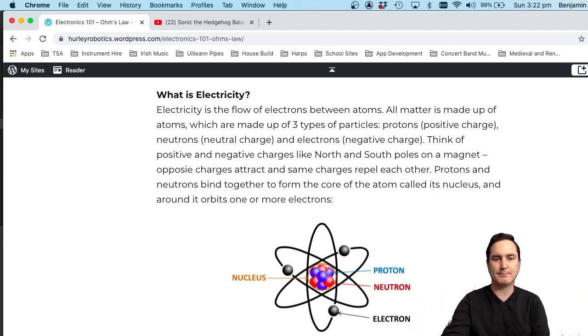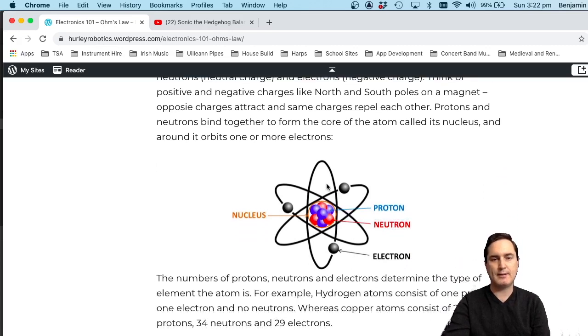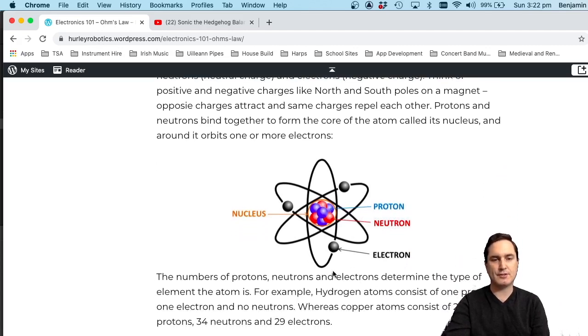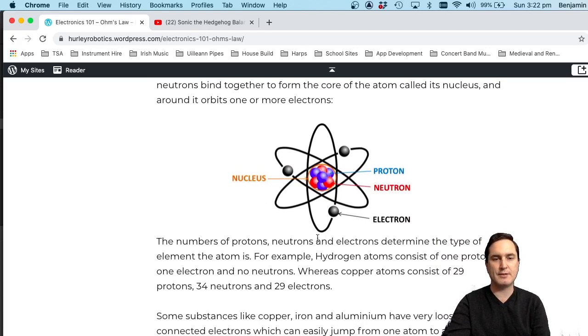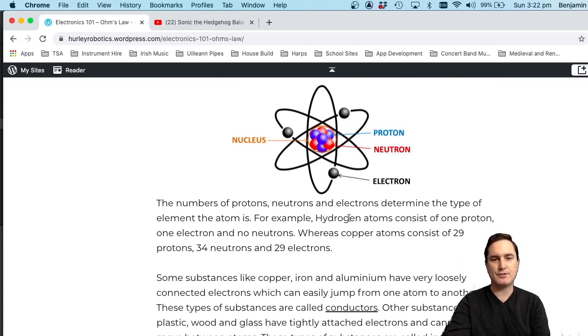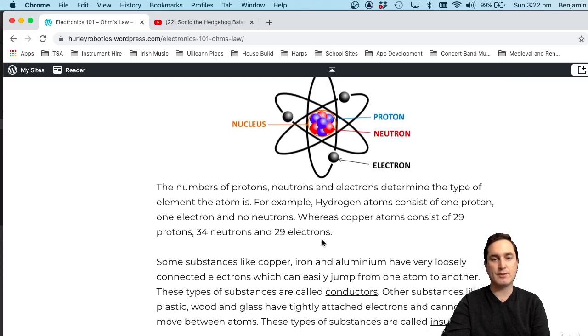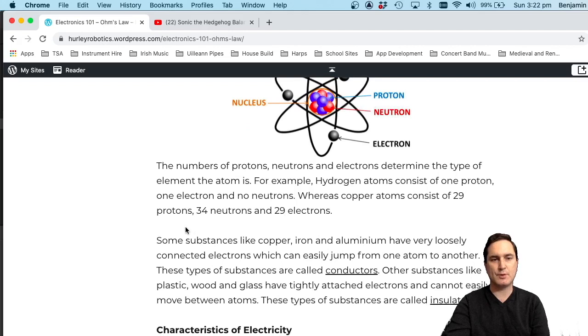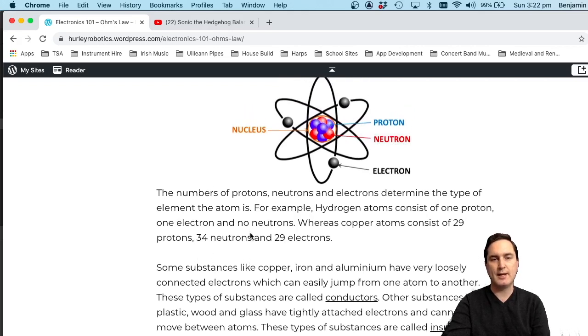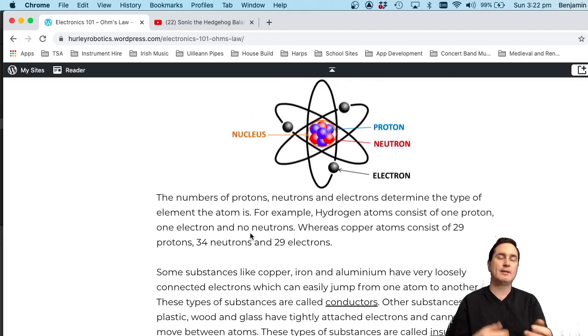Okay, now the number and makeup of the protons, neutrons, and electrons determines what kind of material the substance is. So I've given a couple of examples. Hydrogen consists of one proton, one electron, and no neutrons, whereas copper atoms consist of 29 protons, 34 neutrons, and 29 electrons. So that's how different types of material are made with different combinations of these particles.